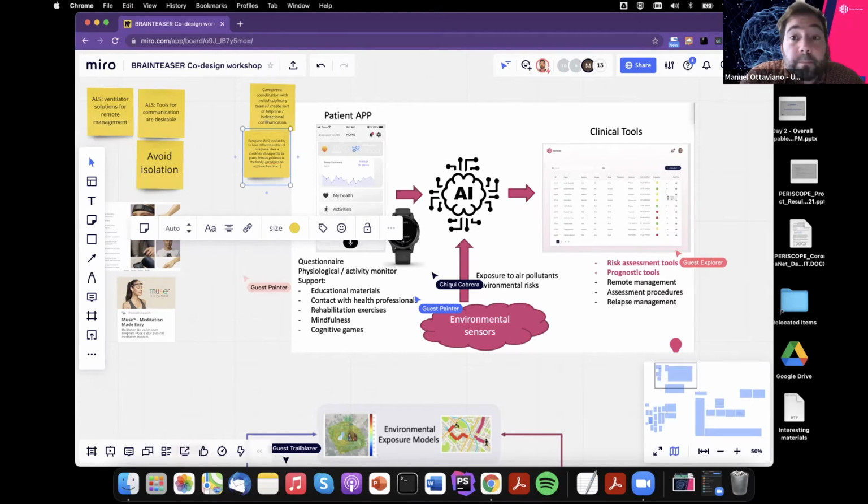Before, Felipe mentioned a ventilator solution for remote management, right? This is a tool that is like an IoT device that is providing remote information for sure, but maybe also using the sensors of the app or other types of sensors. So what do you think about that?